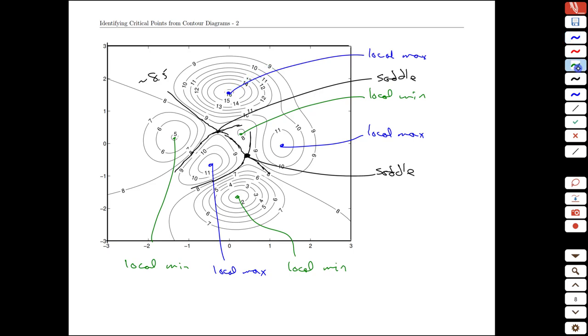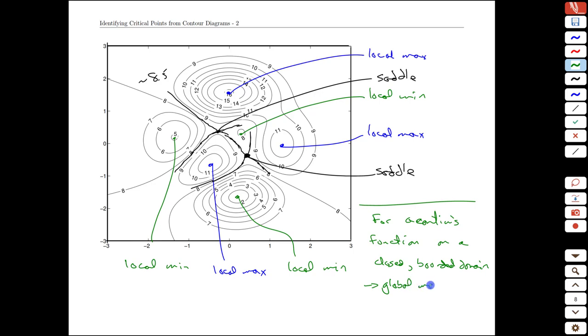Now, last but not least, we were also asked to identify the global max and mins. What we're going to take advantage of here is that for a continuous function on a closed and bounded domain, which is what we have here, we have a region that we aren't going to escape, and which the boundaries are included, that's closed and bounded. And if that's the case, then the global maxes and mins are on the boundary or at a critical point in the interior. We'll just say critical point here.